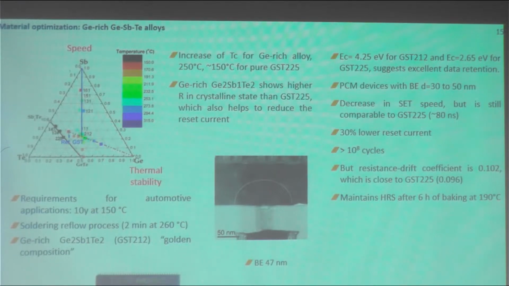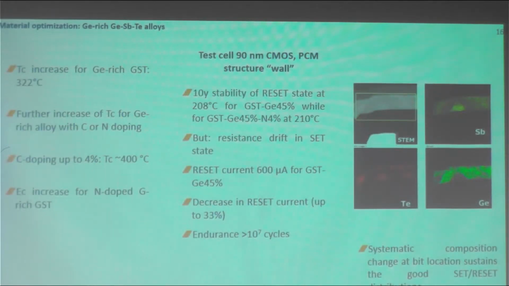Of course, after several years there have been many projects and research on improving this so-called golden composition. And here is some other research. In this case, they used GST and alloyed it with up to 45% germanium in the matrix. Such a GST alloy also showed very high TC.